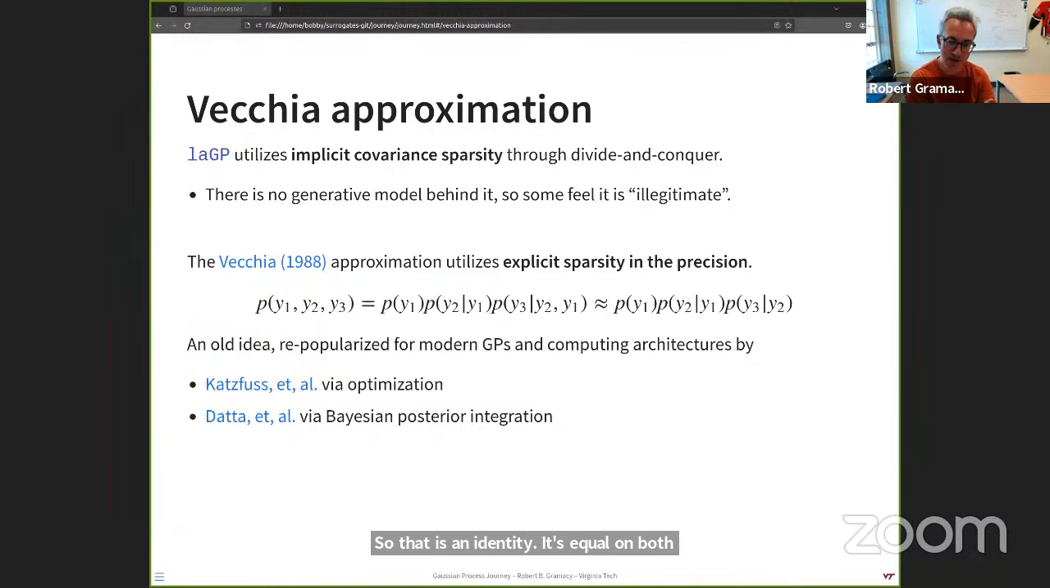And you can approximate that by dropping terms from the right-hand side of the conditioning bar. So here I dropped y1 from the conditional for y3. And when you drop one of those conditioning variables, it's like you are putting a 0 in that coordinate of the covariance matrix if you were modeling these 3 y variables with a Gaussian distribution. Using this for Gaussian processes goes back to the late 80s, but it was recently rediscovered, or let's just say modernized. It was modernized by 2 different teams of authors with slightly different perspectives on inference.